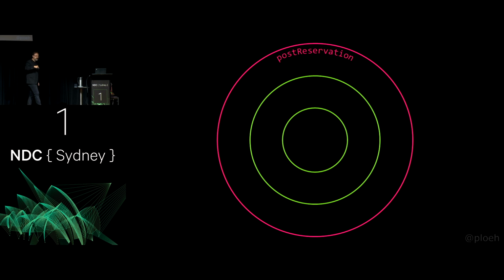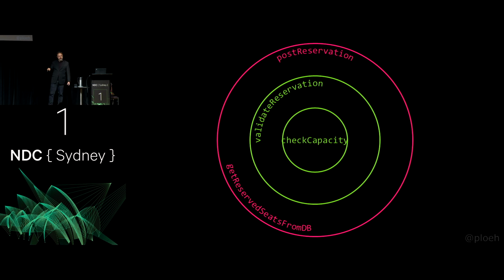Now, the first thing post-reservation does is it says, let's try to validate the incoming data. If we can do that, let's try to call the database to get the number of already reserved seats from the database. With that information, we can now call check capacity, which is another pure function. If we decide to accept the reservation, we can call save reservation, and then no matter what we decided, we can translate things back into an HTTP result.